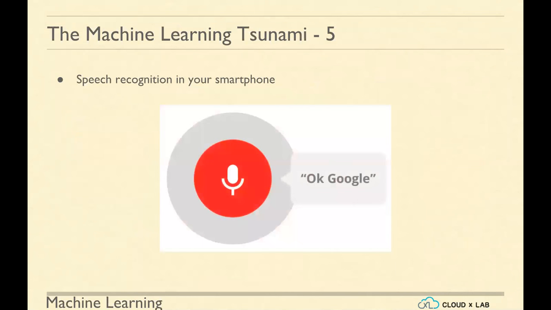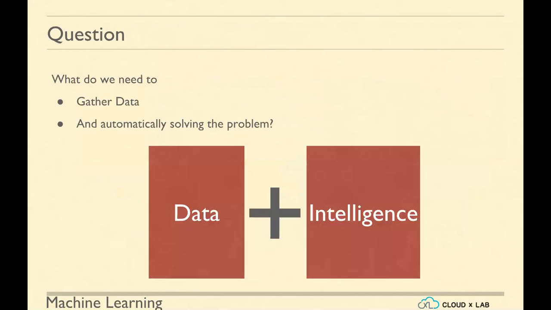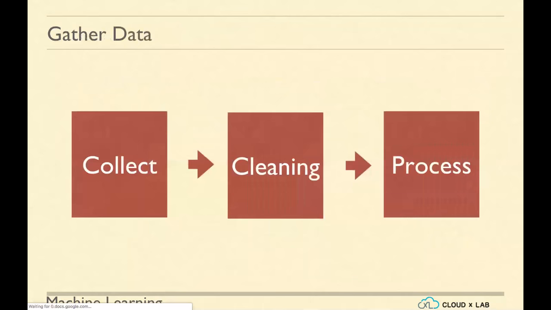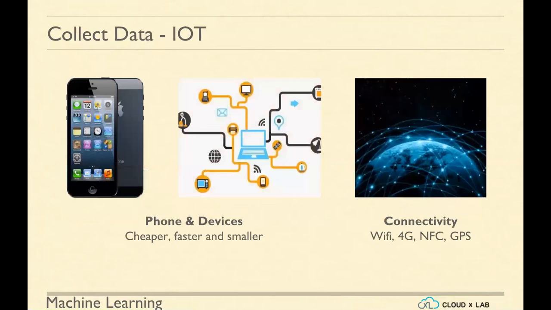To achieve machine learning, to be able to solve large use cases, we need data and the intelligence, meaning we should be able to collect, clean, and process data. And on top of it, we should be able to run the algorithms to automatically figure out what we are looking for. And to collect the data, we need the devices, sensors, and connectivity. The good news is both the devices and connectivity have become really cheaper and faster.